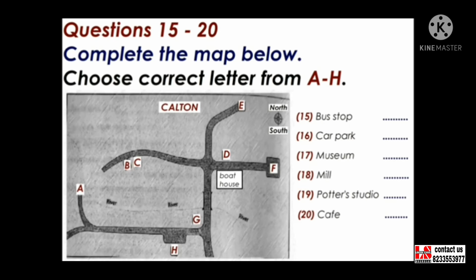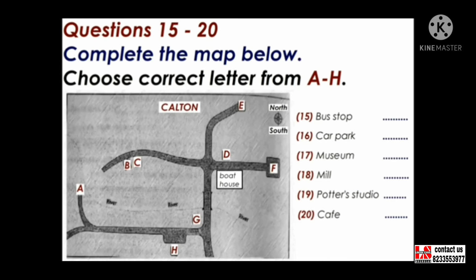If you're arriving by car, you have to leave it in the main car park. Go over the bridge and take the first turning on the right. Then go on until you come to the end of that road. It's the only place to park in Calton, but there's no charge.